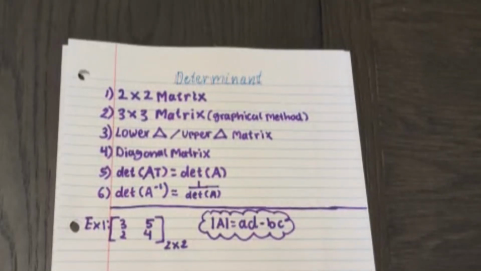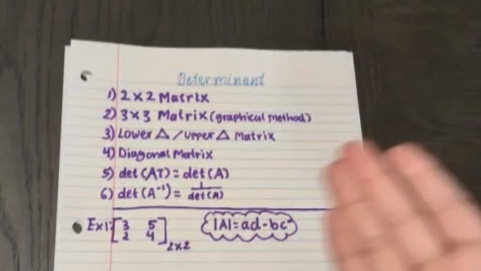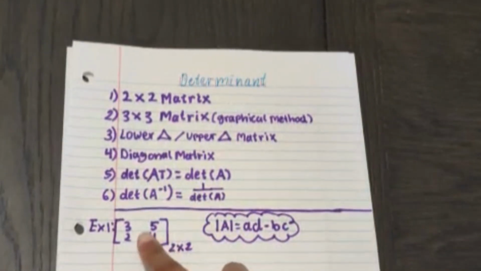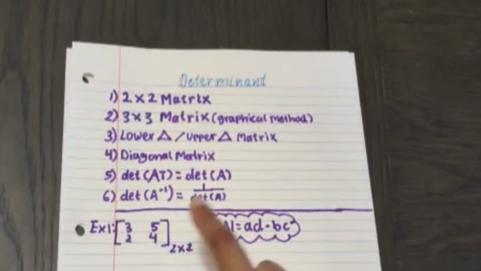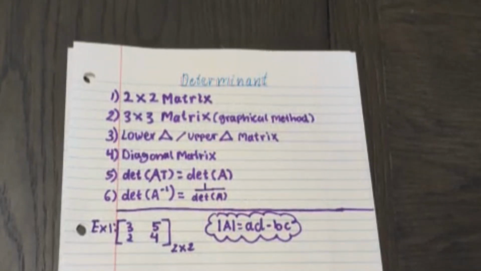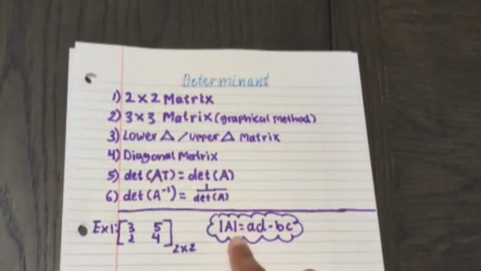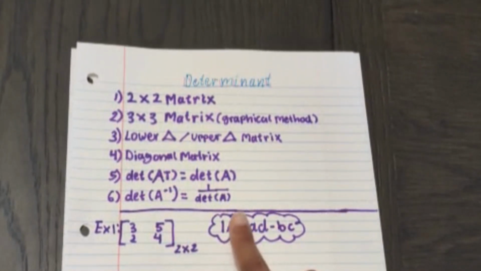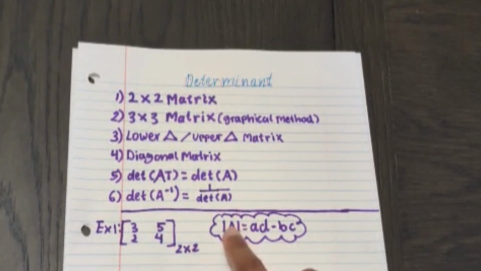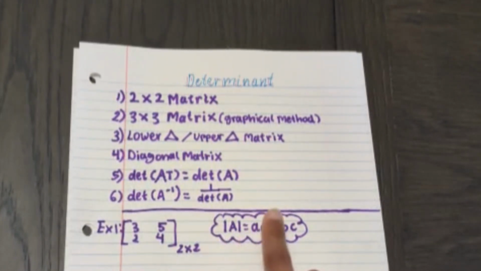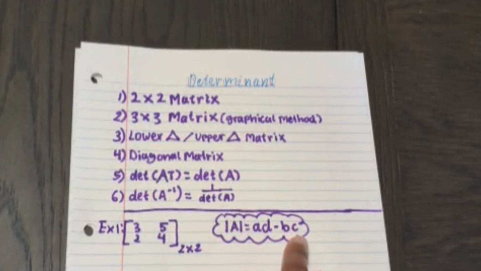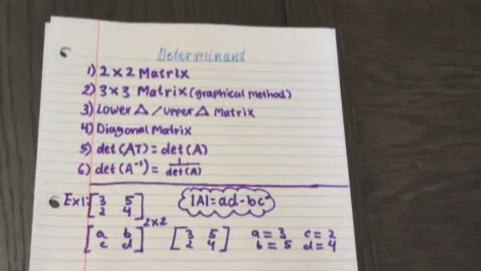So here's our first example of a 2x2 matrix. And here we can see that this is a 2x2 matrix because we have 2 rows and 2 columns here. So the formula to find the determinant of a 2x2 matrix is this. The determinant of matrix A, and the determinant can also be denoted by these absolute value bars, is going to be AD minus BC.